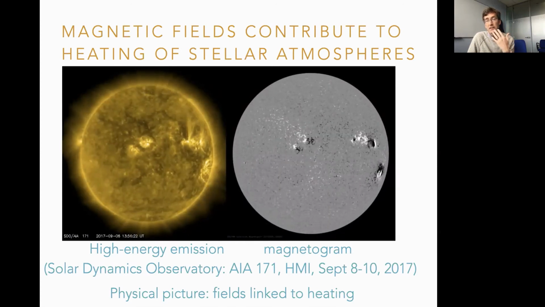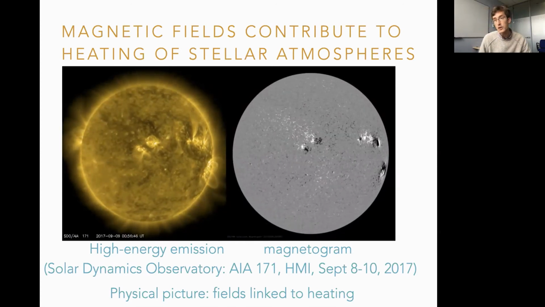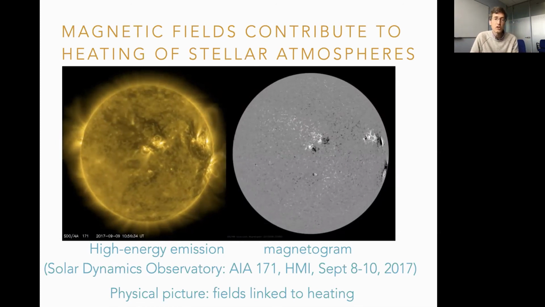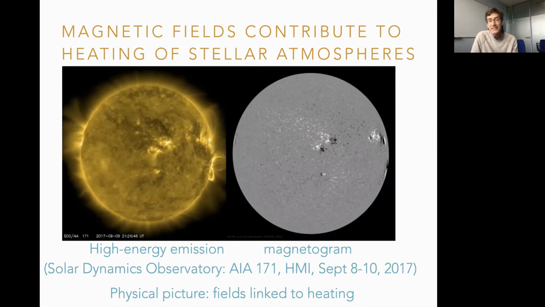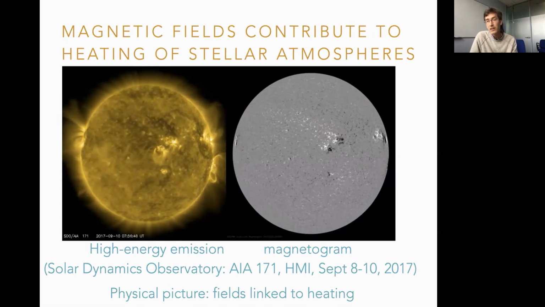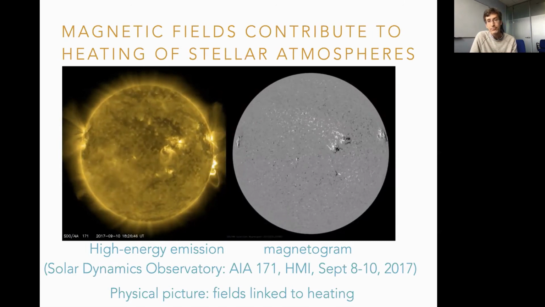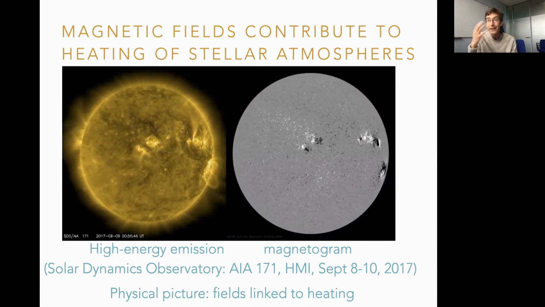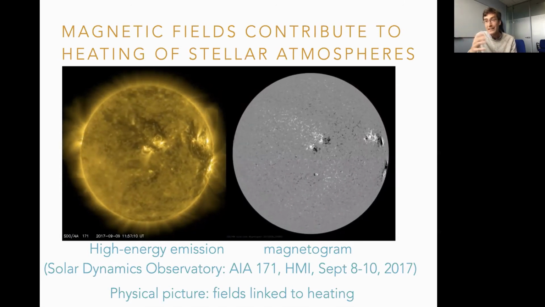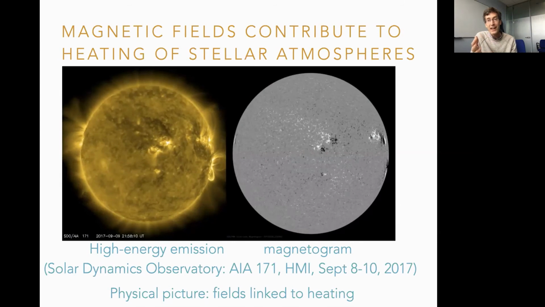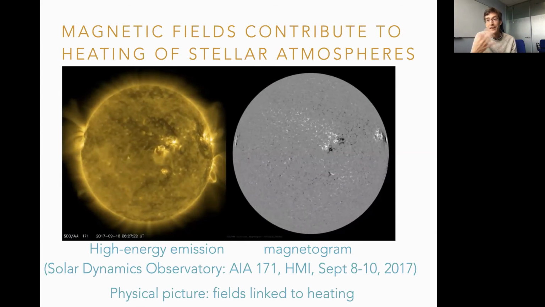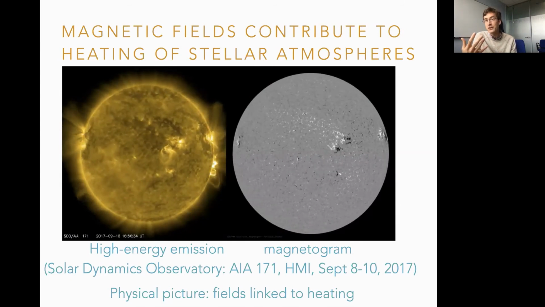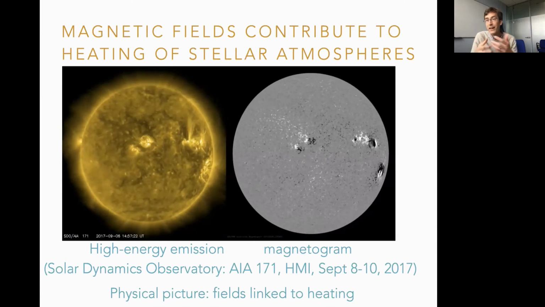One of those proxies is just the heating of the upper atmosphere, the chromosphere or corona of the star. This is just a map of high energy emission in the sun and a magnetogram. By eye, you can see these things are linked. You don't have to have a complete theory of coronal heating to make that link qualitatively.